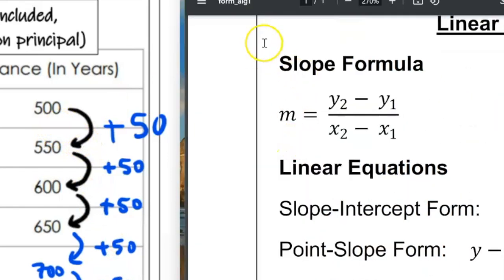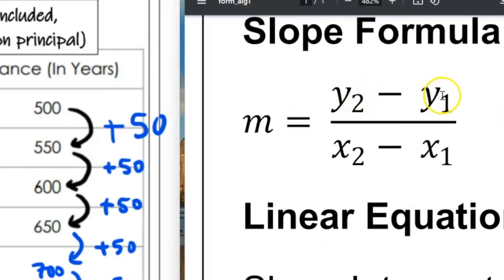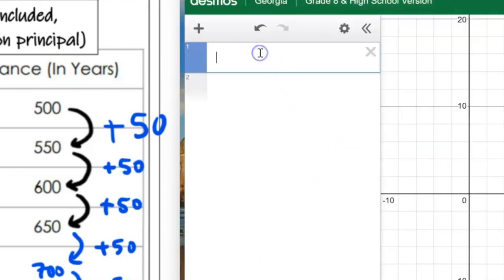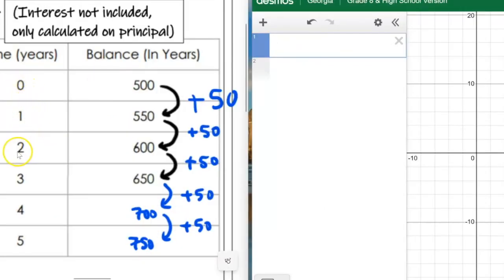All right, this is your slope right here, y2 minus y1 over x2 minus x1. And I'm going to put that in the calculator. And the reason I'm insisting on doing this is because sometimes, you see how this is going 0, 1, 2, 3, 4, 5? It's in order. Sometimes they don't put it in order. So I'm going to actually show you that it's going to be the same thing.